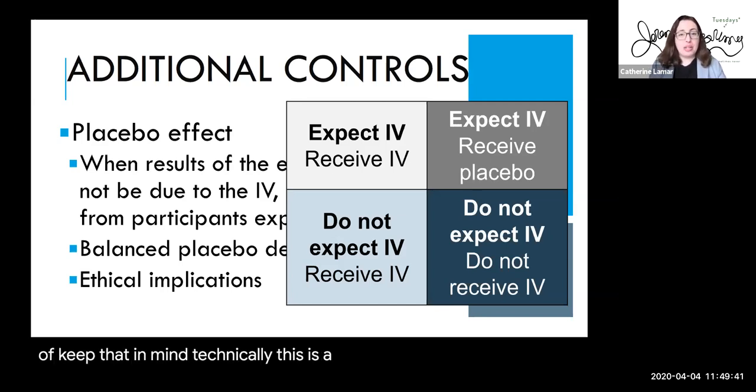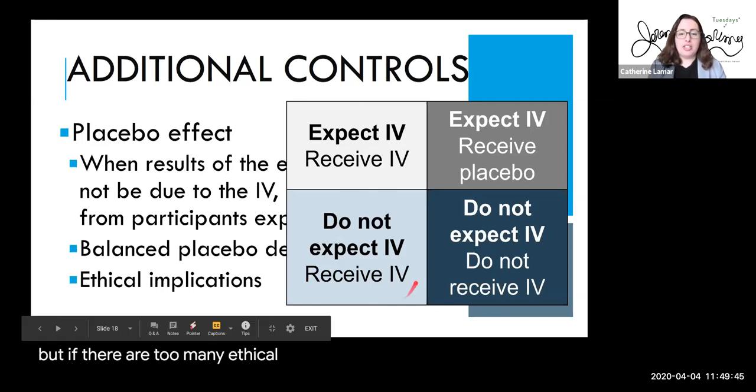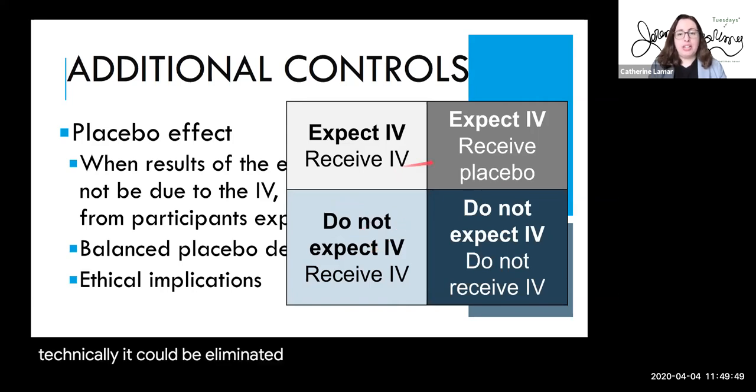Technically, this is a fully balanced placebo design, but if there are too many ethical issues with this 3rd condition, technically it could be eliminated. And then the placebo effect would have 3 groups that would all be a bit more ethical overall.